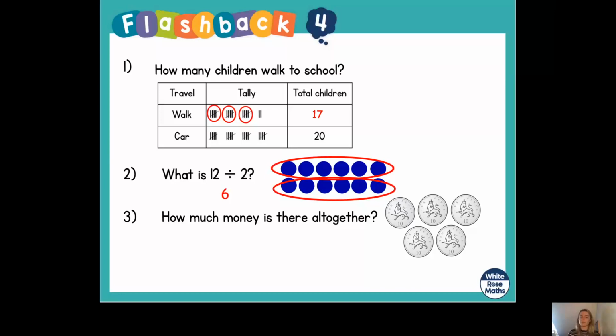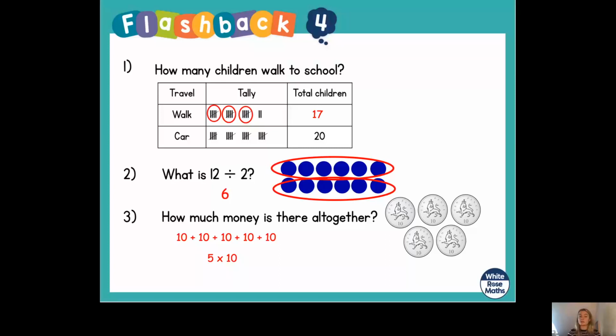Okay, number 3, how much money is there altogether? Well, what is the value of one of these coins? Yes, it's 10 pence, isn't it? And how many of these coins do we have? Yes, we have 5. So we could write the addition number sentence, 10 plus 10 plus 10 plus 10 plus 10. Or, because we have 5 coins and they're all worth 10 pence, we could write 5 multiplied by 10.